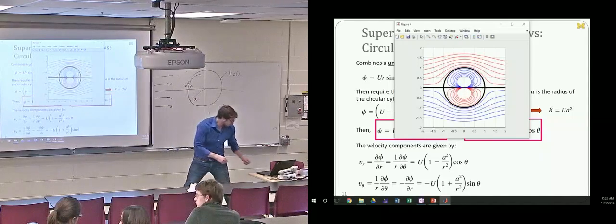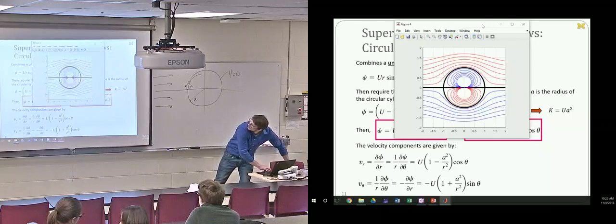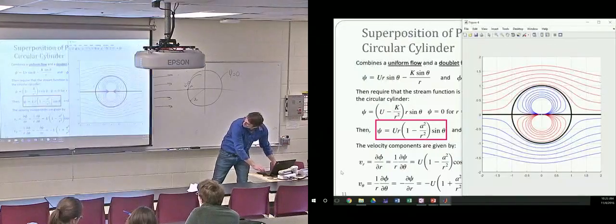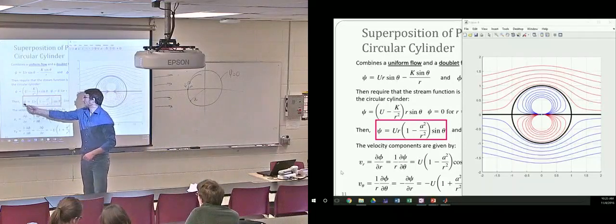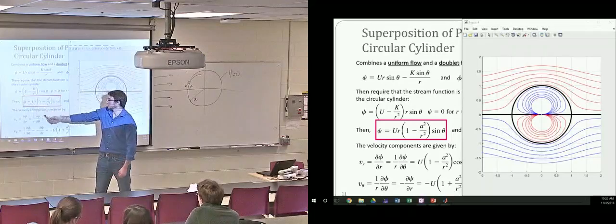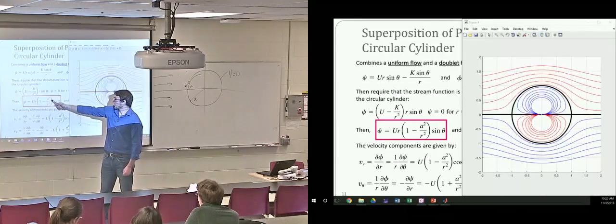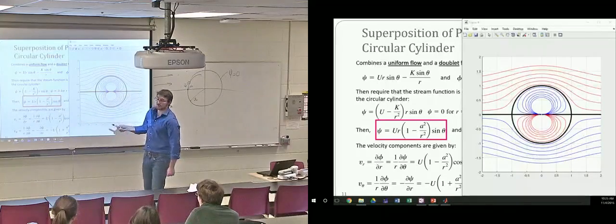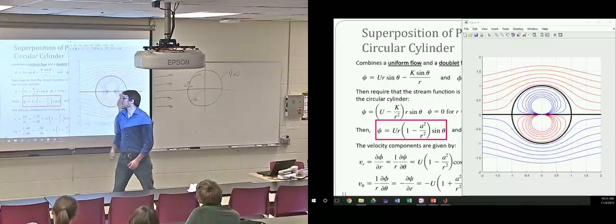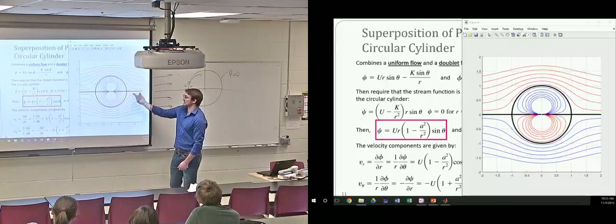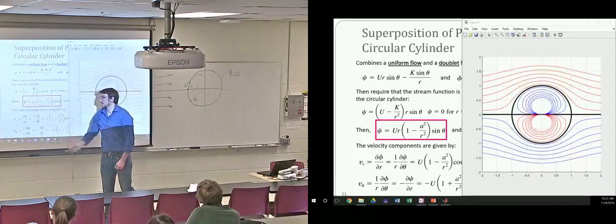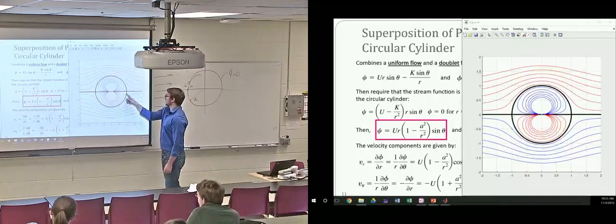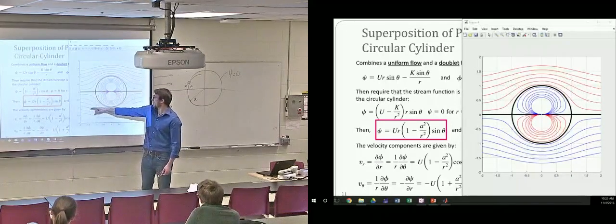Anyway, we can see that if we make these substitutions, the stream function can be written as a function of just the upstream velocity u and the radius of the circle a, along with our coordinates r and theta. For example, in this case, I plugged in a equals 1, and u, I don't remember what I let u be, but it's pretty arbitrary at this point. And we end up with a circle of radius 1.